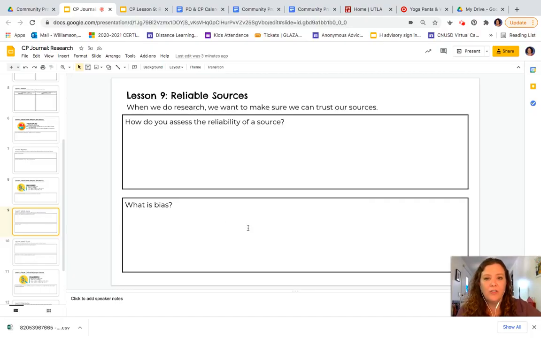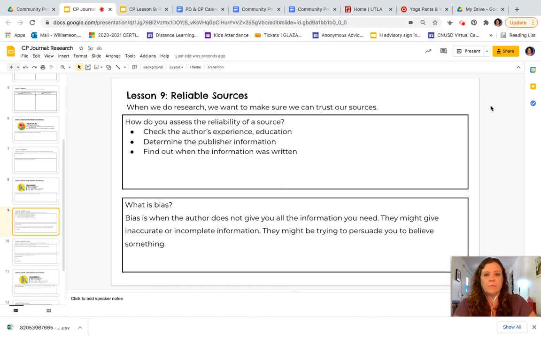Okay, so here's our questions. How do you assess the reliability of a source? What is bias? And then on the next slide, we have why is it important to seek a variety of sources? And what are 3 commonly unreliable sources? Okay, go ahead and pause the video, answer the questions, and then come back and we'll check our answers.